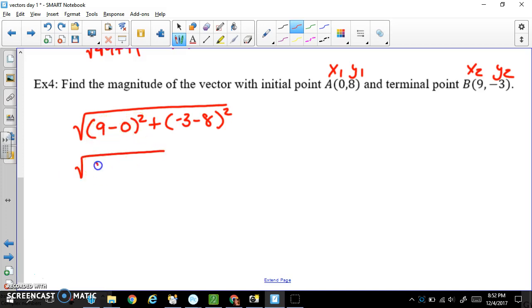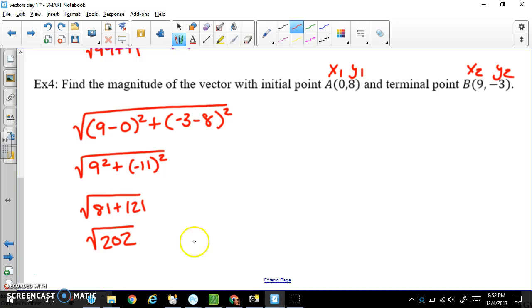So now I have 9 minus 0, which is 9 squared. Negative 3 minus 8 is going to get me negative 11 squared. So now I have 81 plus 121, which gets me 202. So the square root of 202, I cannot reduce that. That's just my answer. So my magnitude is denoted like this, with either 1 bar or sometimes 2 bars, it just depends upon the book you're looking at. So you'll see either 1 or 2. It's just saying the absolute value of AB is the square root of 202.